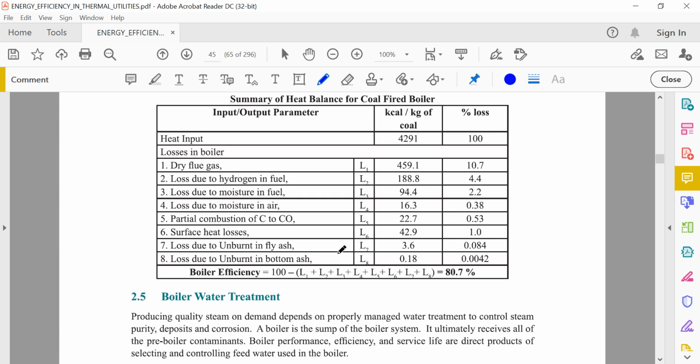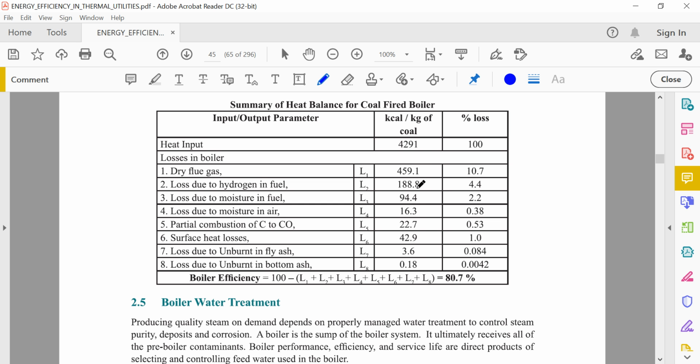Here in summary, you can see all the values of losses are given, and heat input is given. This 4291 is basically the GCV per kg of coal, so it's the heat input if 1 kg of coal is burnt, and these are various losses against this heat input. If we consider it as 100%, then the percentage losses are these, and we are getting 80.7% efficiency. So this is how we calculate boiler efficiency with the indirect method.